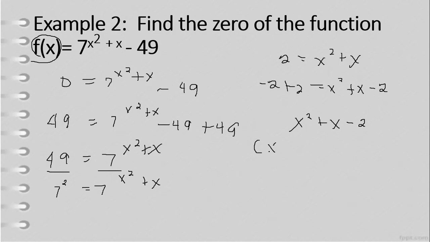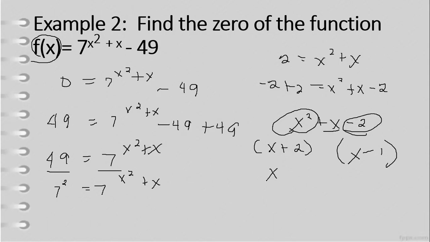And then, factor po natin: x times x, because two numbers multiply to give x squared, and two numbers multiply to give 2, which is 2 and 1. And then, pag pinag-add, we can have the positive 1. So, x plus 2 and x minus 1, kasi 2 minus 1 is 1. x plus 2 is equal to 0, so x is equal to negative 2. x minus 1 is equal to 0, so we have x is equal to 1.